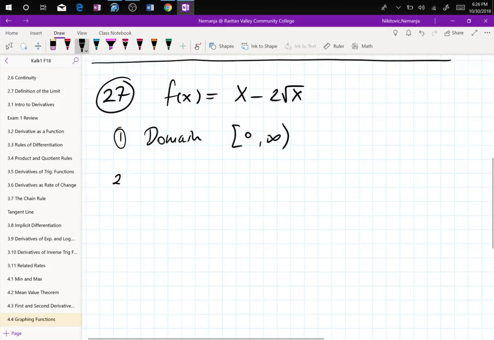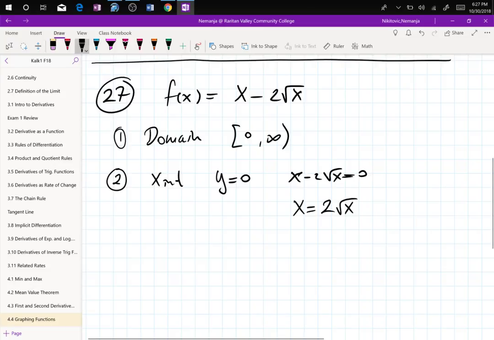Number two, x-intercept is when we set y equal to 0. So x minus 2 root x equals 0. That's solving an equation. Now this is an algebra equation. I believe in intermediate algebra it's like chapter 9 or something like that. So you guys should be able to solve this in your sleep.